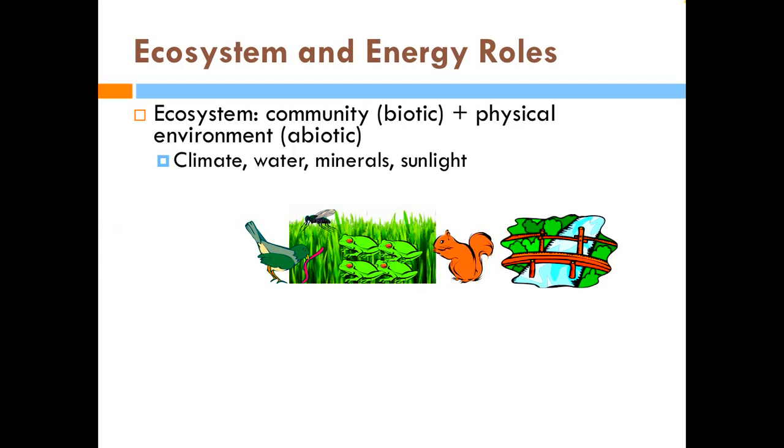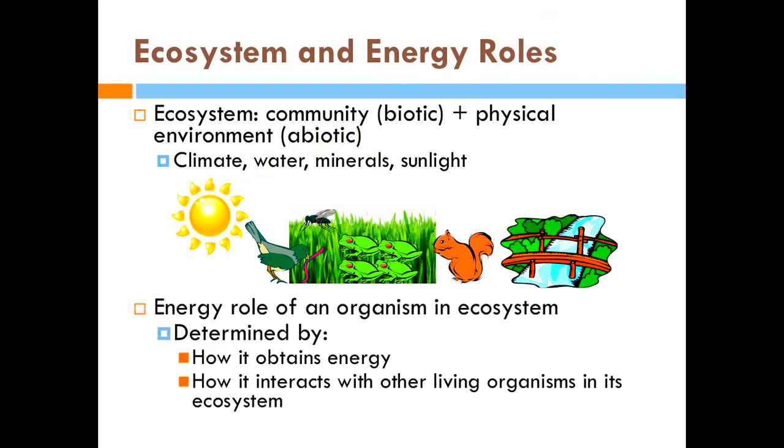So here I have a river and sun. The energy role of an organism in an ecosystem we'll be talking about more over the next couple of days, but it's really determined by how individuals obtain energy and how they interact with other living organisms and the ecosystem. So this interaction piece is really important.